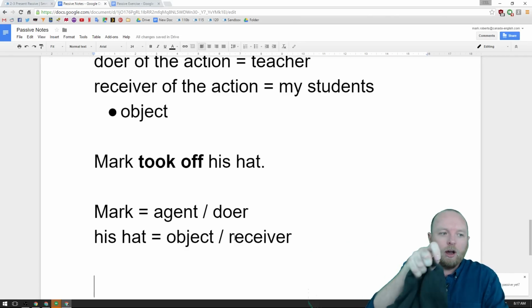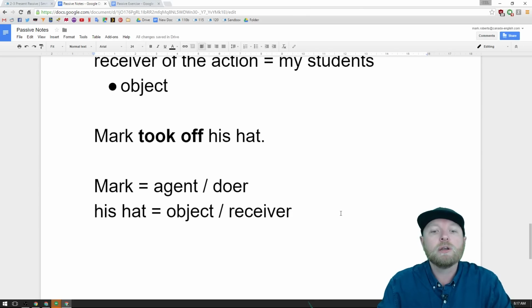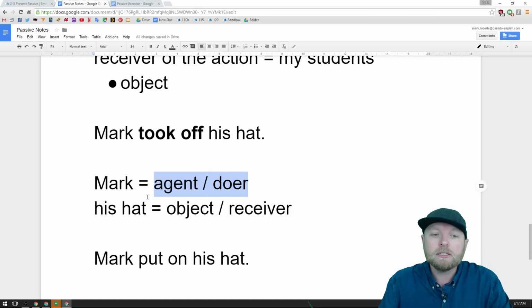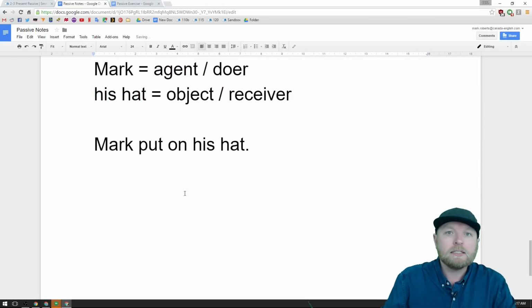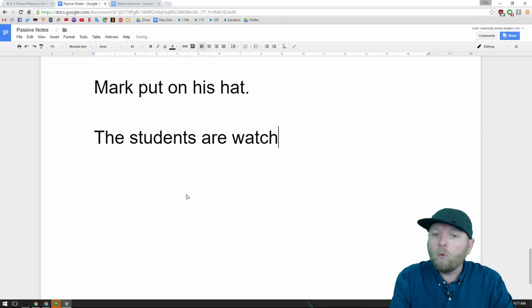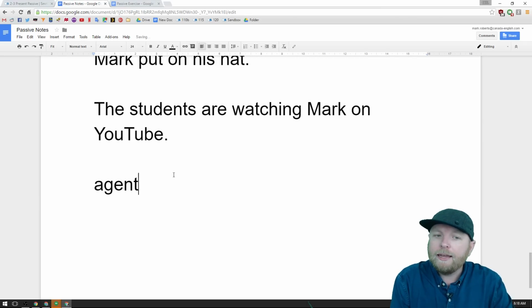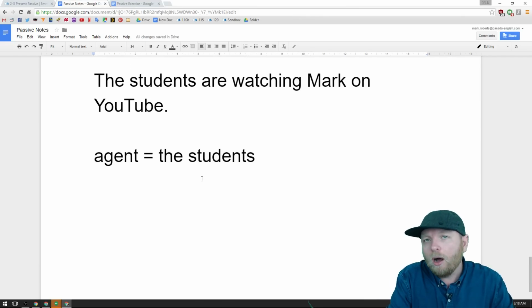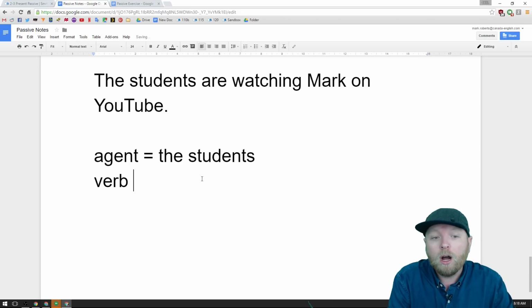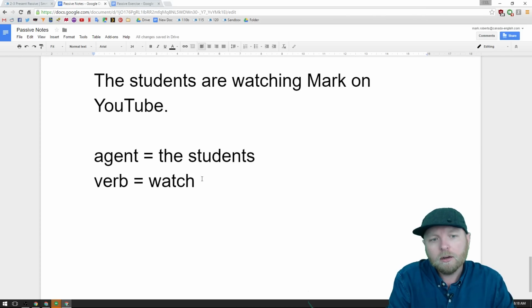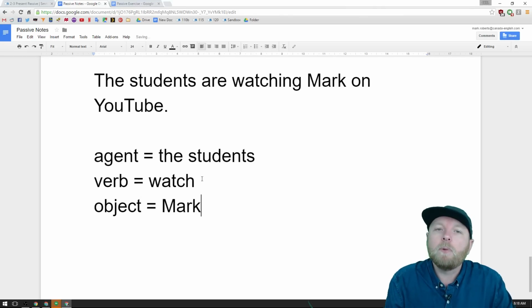Let's do the opposite. What is the opposite of take off? The opposite is put on. So Mark put on his hat, same thing. Mark is the agent, his hat is the object. Let's do another example. The students are watching Mark on YouTube. What is the agent? What is the doer? The students. Now, what is the object? Well, what is the verb? The verb is watch. So which person or which thing is receiving the action? Well, the receiver, the object, is Mark.